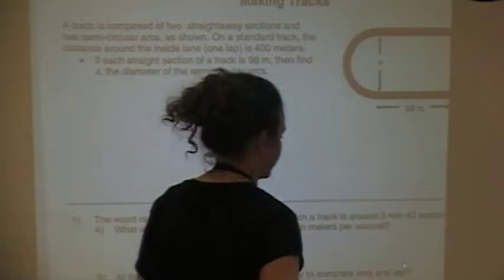Okay, so we have a track composed of 2 straightaway sections and 2 semicircular arcs. I gave you a picture. On a standard track, the distance around the outside lane is 400 meters. If each straight section of track is 98 meters, find x, the diameter of the semicircular arcs. So we know that this is 98, and so is this.